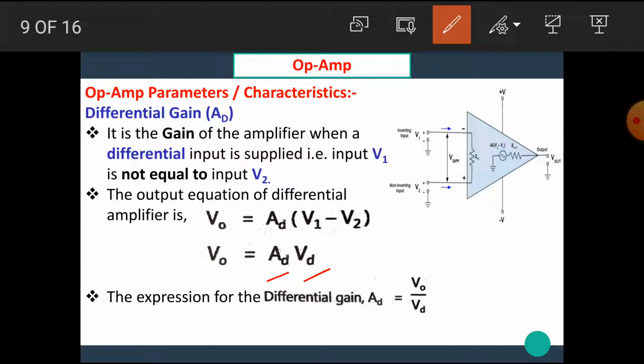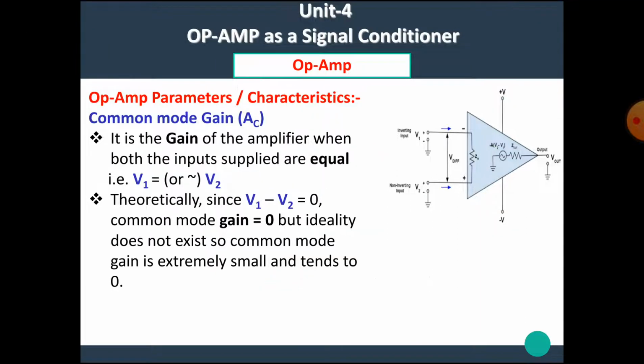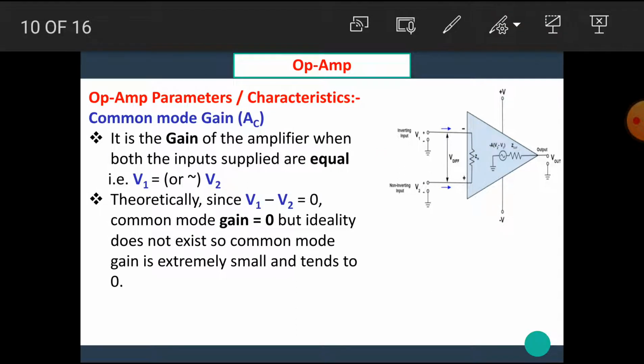I hope you all understand the differential gain. The final expression for the differential gain is AD is equal to V0 upon VD. I hope you all understand the differential gain of the operational amplifier. Now let's see the common mode gain or AC of the operational amplifier.